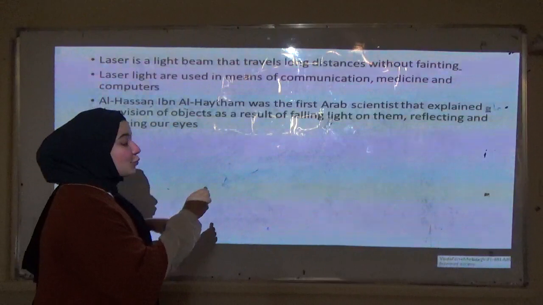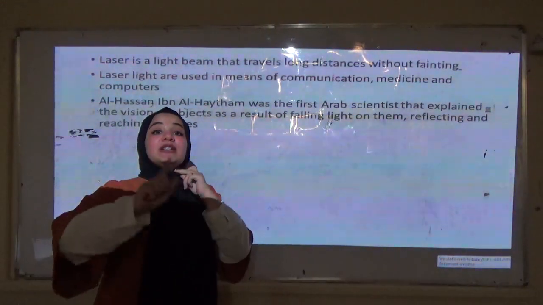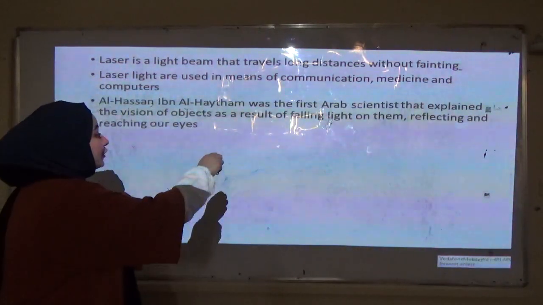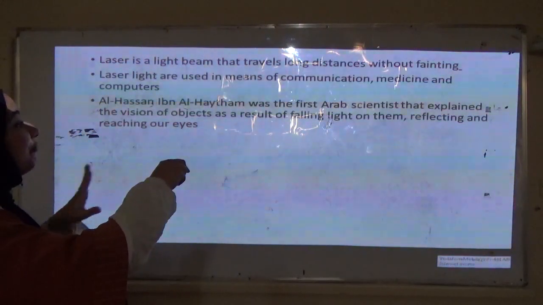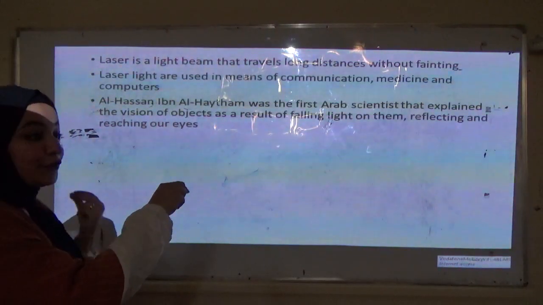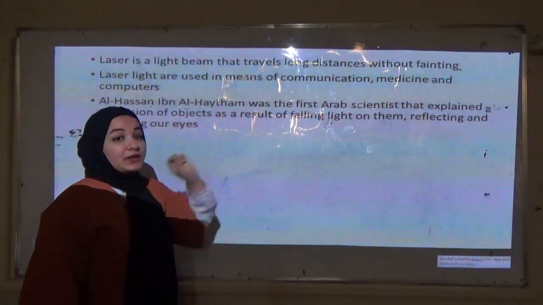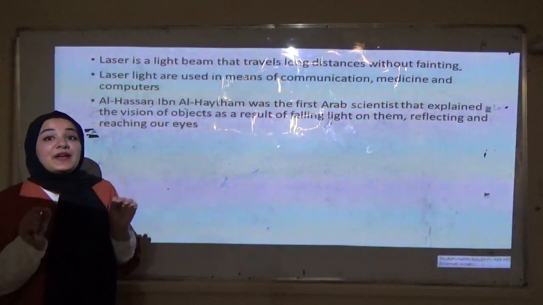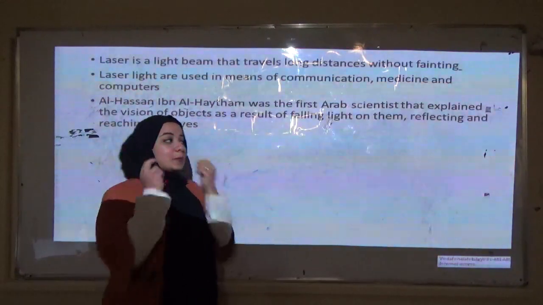So what is the laser? The laser is a beam that travels a long distance. If there was a student here and I move it far, the laser does not become faint anymore. It means the color does not decrease. The intensity of the color does not decrease. So the laser is a light beam that travels through a long distance without fainting. What is meant by fainting? Fainting means the color intensity decreases.